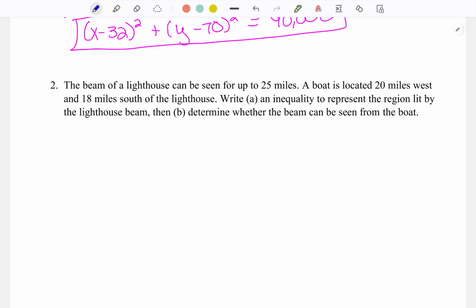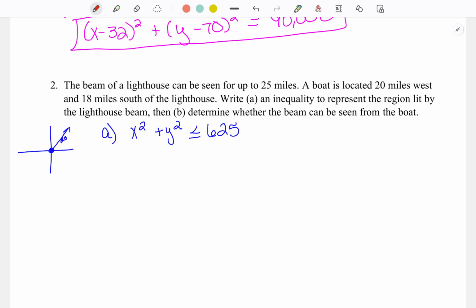So if we use the lighthouse as essentially (0, 0), I'm going to draw a graph here. Our lighthouse is going to be (0, 0), then anywhere within 25 miles around it is going to be able to see the light. So that equation, we can do x squared plus y squared is less than or equal to, let's see, 25 squared is 625. So that takes care of A.